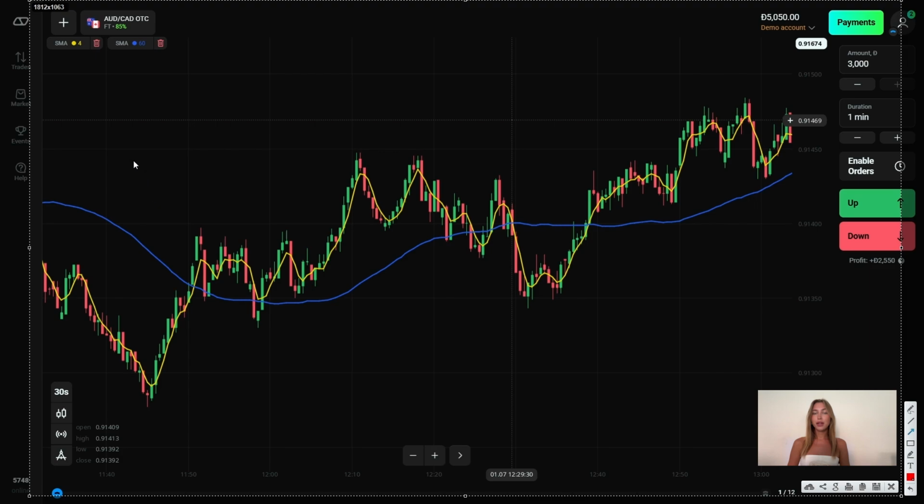The first moving average is marked in blue, and it's the slower one. It shows the overall market sentiment. The second moving average is the faster one. It's marked in yellow, and it tracks almost every price movement. We will make money based on the crossing between these moving averages.